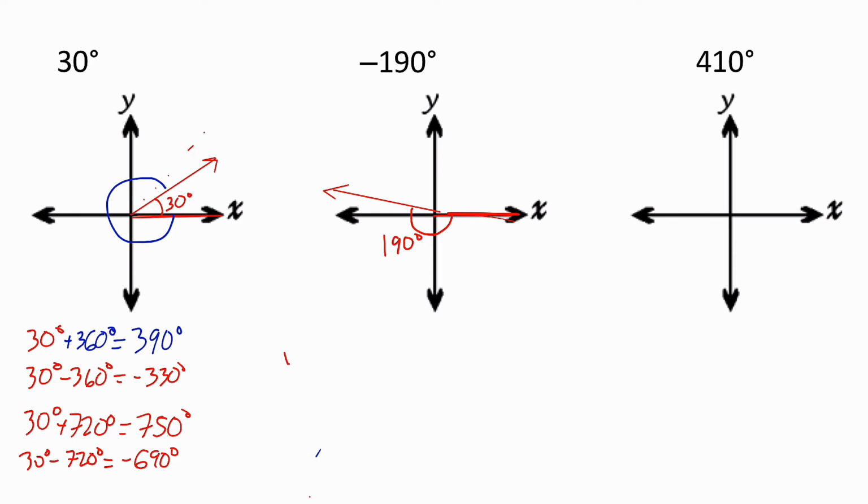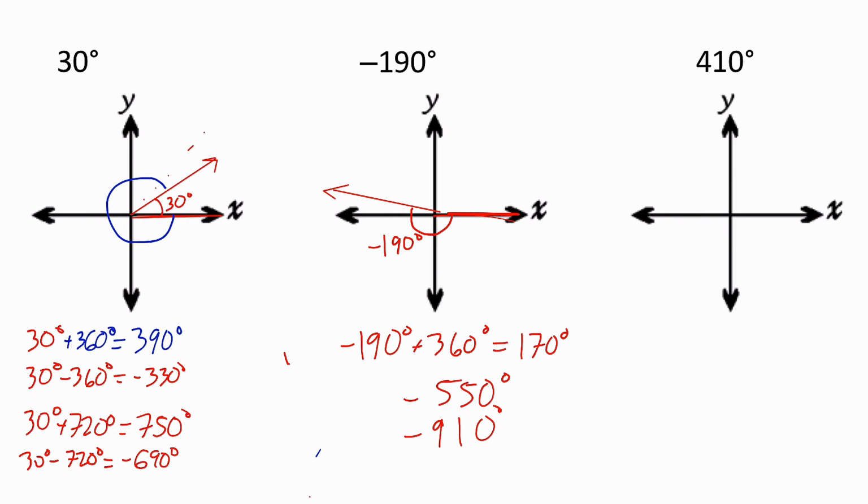If I added 360 to it, negative 190 plus 360 degrees gives us positive 170 degrees. If we were to subtract 360 from it, we'd end up with negative 550 degrees. If you were to add or subtract another 360 from that, you'd be at negative 910, getting ahead of myself, degrees. Folks, there are a lot of other answers.